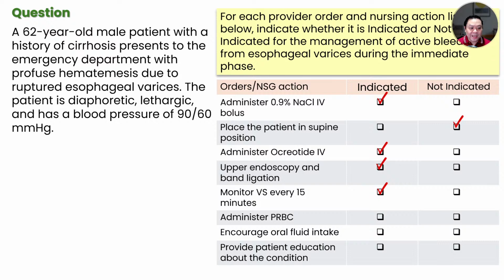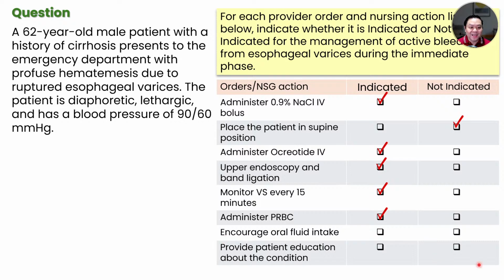Now, what about administer packed red blood cells, or PRBC? Is this indicated or not indicated? Well, packed red blood cell transfusion will also be necessary to replace the blood lost due to the active bleeding. And so we need to maintain adequate hemoglobin and hematocrit levels in order to ensure oxygen delivery to the body tissues.